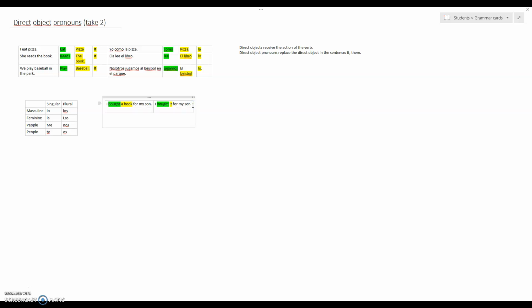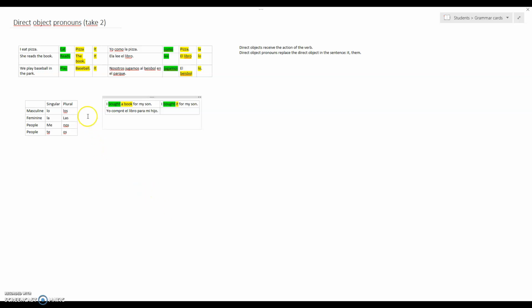All right, now those same sentences in Spanish, what do they look like in Spanish? Yo compré, let me change the keyboard here to make it Spanish so I can put in accents correctly. Yo compré el libro para mi hijo.